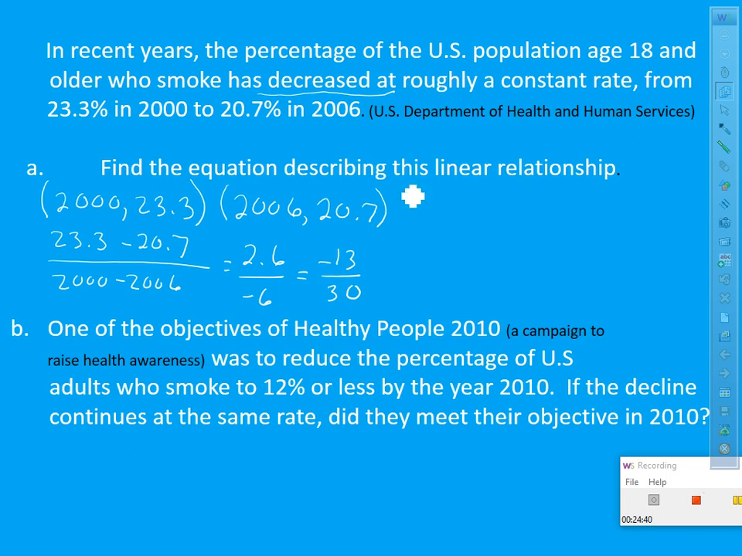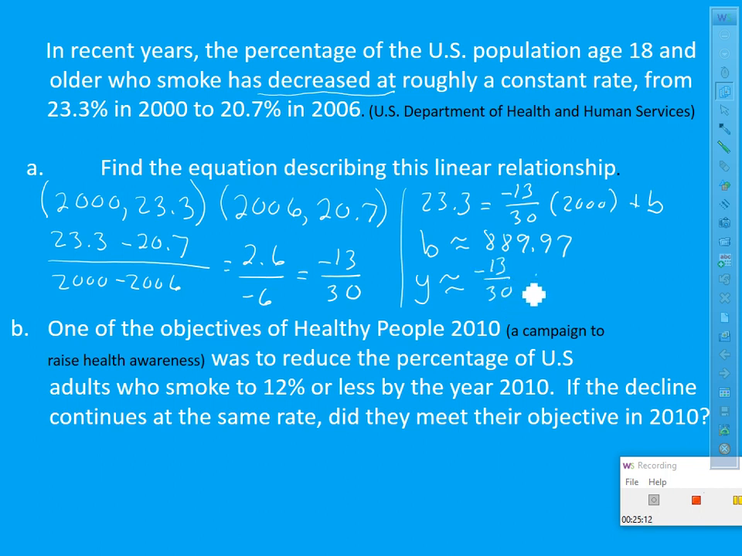And then I went ahead and did it my other way. I went 23.3 equals negative 13/30 times 2000 plus B. I had B to be about 889.97. So my equation, y is going to be about, since I've rounded, negative 13/30 x plus 889.97. I could also have put a p there for percentage. So there's my equation of my line.